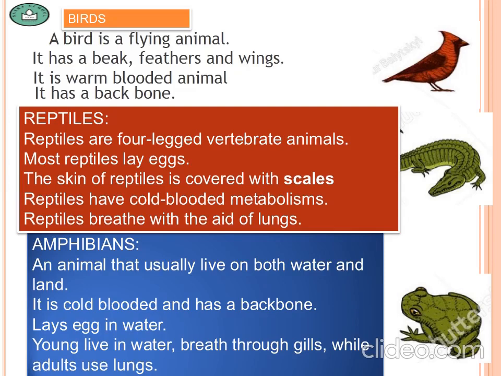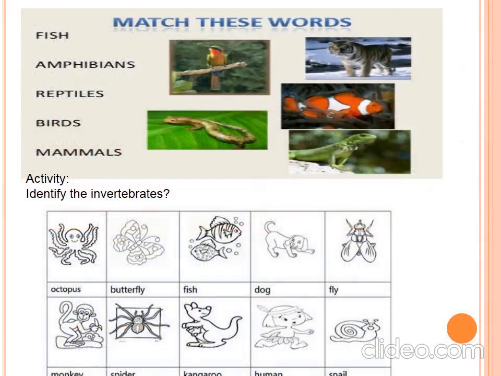Amphibians usually live both in water as well as on land. It is cold-blooded and has a backbone. They lay eggs in water. Young live in water and breathe through gills, while adults use lungs to breathe on land. Frog and toad are examples of amphibians.